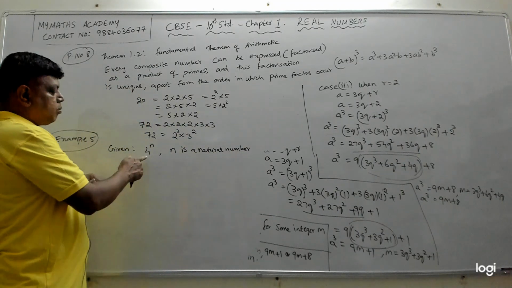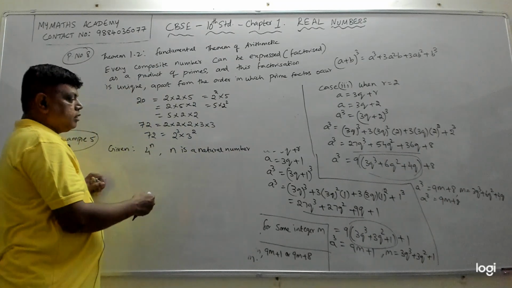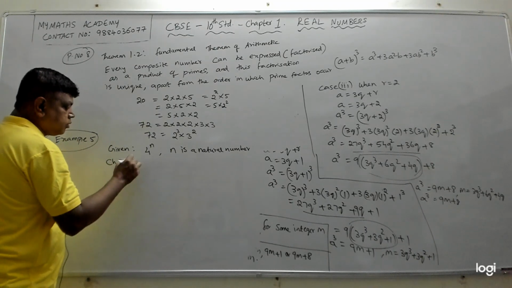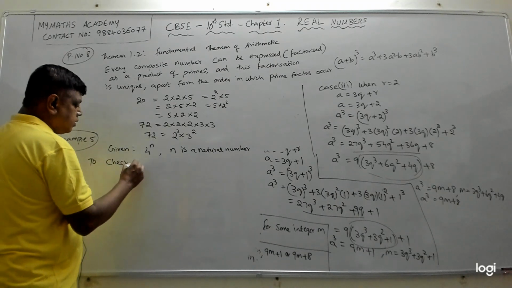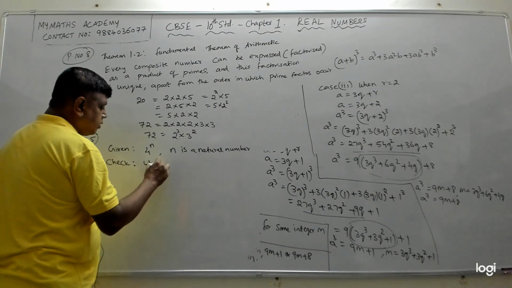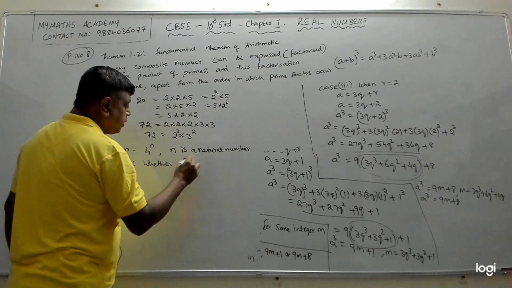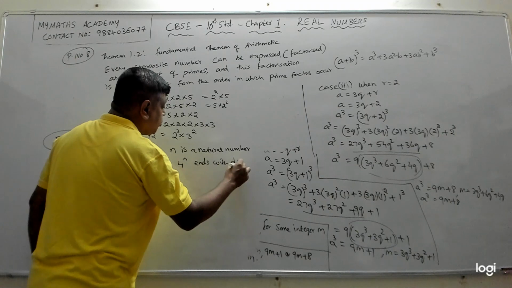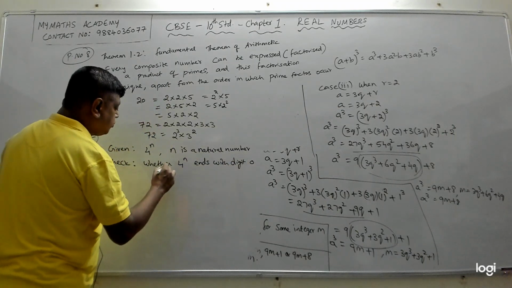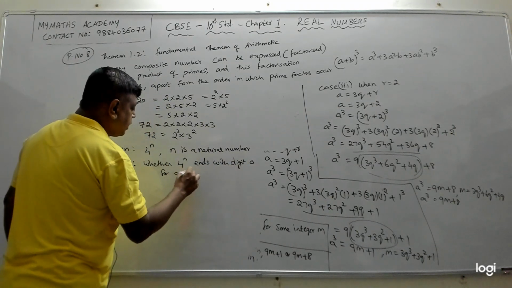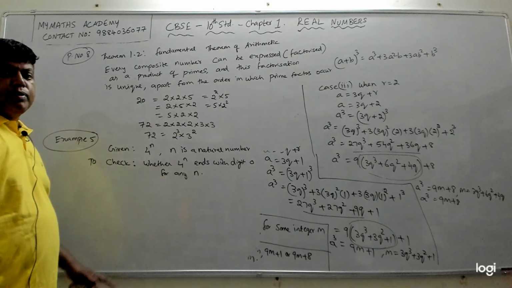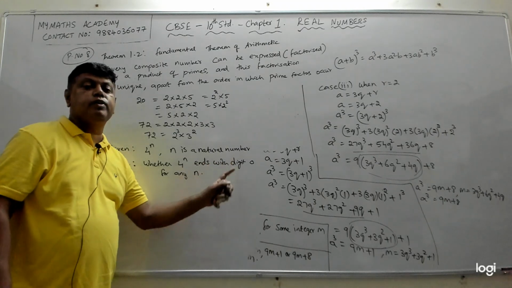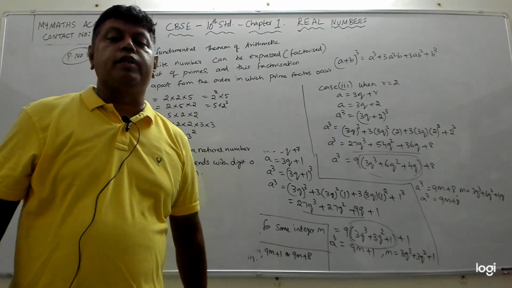Right? Any number in the form of 4 power n, where n is a natural number. Now what we have to check is whether 4 power n ends with digit 0 for any n, which means for any value of n, whether 4 power n will end with digit 0. We have to check whether it is possible or not.